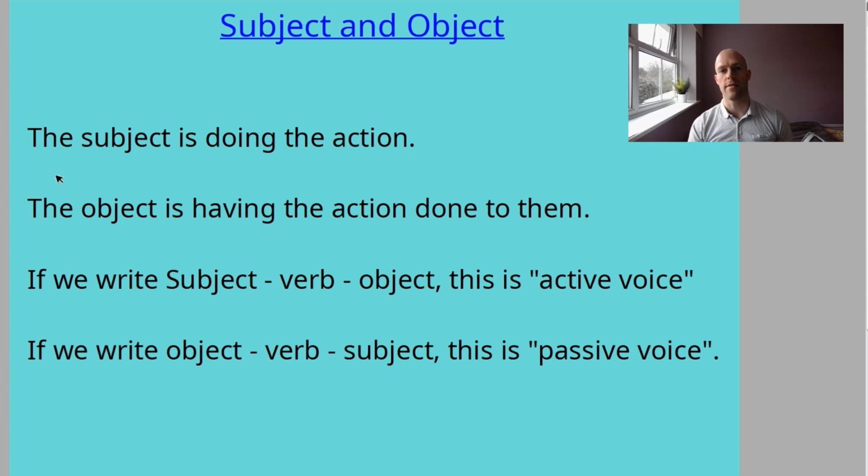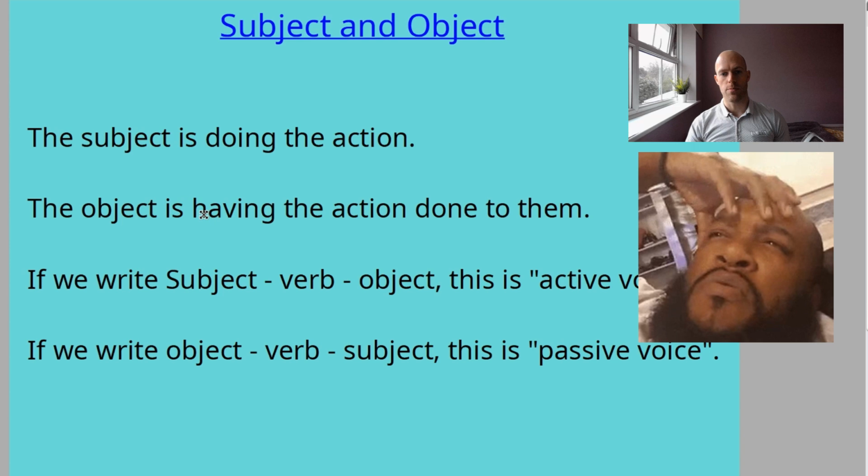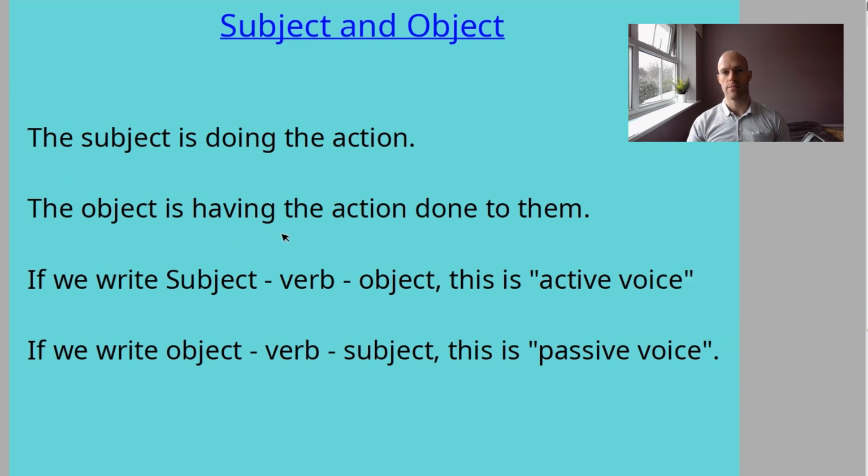I have just summarized it here on this slide. So the subject is doing the action, whether that is the sun shining, the dog sprinting, the brick slamming, or Mr. Biddle crafting. The subject is what's doing the verb. That's always true. The object is having the action done to them. So with the sun shining onto the field, the field is the object.